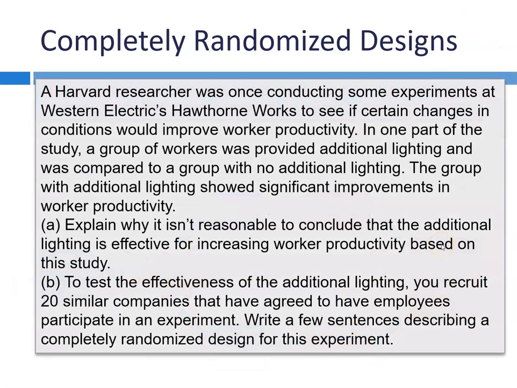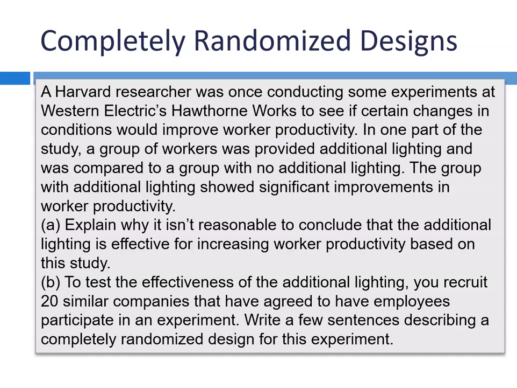Here's an example. A Harvard researcher was once conducting some experiments at Western Electric's Hawthorne Works to see if certain changes in conditions would improve worker productivity. In one part of the study, a group of workers was provided additional lighting and was compared to a group with no additional lighting. The group with additional lighting showed significant improvements in worker productivity. We want to explain why it isn't reasonable to conclude that the additional lighting is effective for increasing worker productivity based on this study.